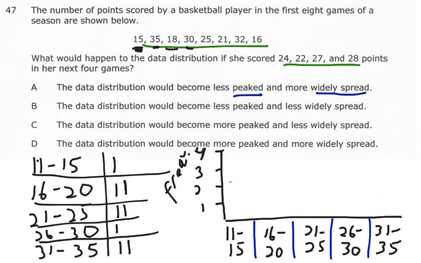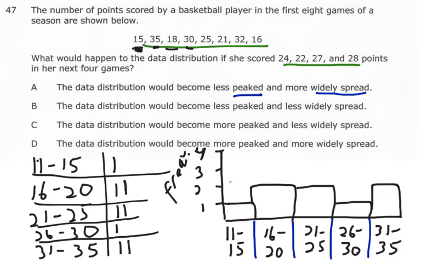It's how many times they occur. So 11 to 15, it just goes up to 1. 16 to 20 goes up to 2. 21 to 25 also goes up to 2. 26 to 30 goes up to 1. And 31 to 35 goes back up to 2.